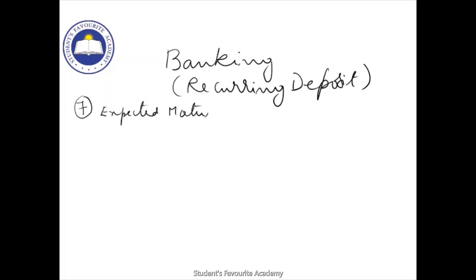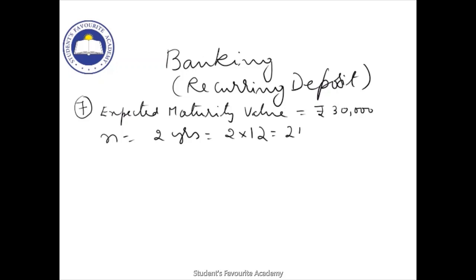So we know the expected maturity value is rupees 30,000, and this he wants after 2 years. So n is 2 years, which has to be converted into months: 2 into 12, that is 24 months. This is similar to our previous sums, where we know the maturity value, the number of months, that is the time for which the recurring deposit is open, and the rate, and we have to find out the monthly installment. Here also it is the same thing. Only thing is, we have to find out how much Mr. Bajaj will have to deposit. So expected maturity value is 30,000, n is 24 months, and the rate R is 8% per annum.